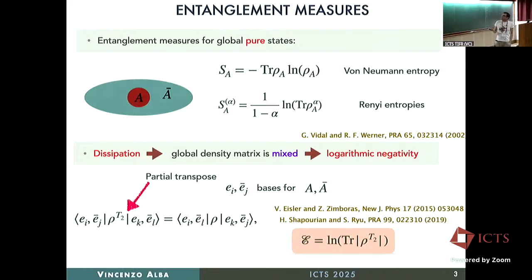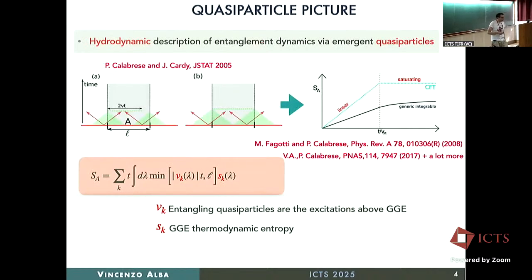Now, these quantities, you would like to understand how they behave when you take your system and drive it out of equilibrium. This is a very difficult task. Out of equilibrium, with many degrees of freedom, you are in trouble. In some cases, there is a simple picture that you can use. If your system is integrable, you can describe entanglement dynamics in terms of the quasi-particles that you have.